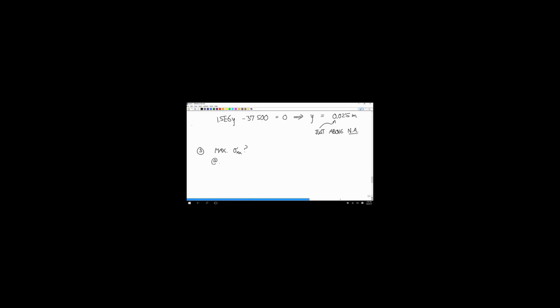So that's going to be at y equals positive 0.1. And then we have 1.5 times 10 to the 5th minus 37,500. And this time we get 1.125 times 10 to the 5th pascals.